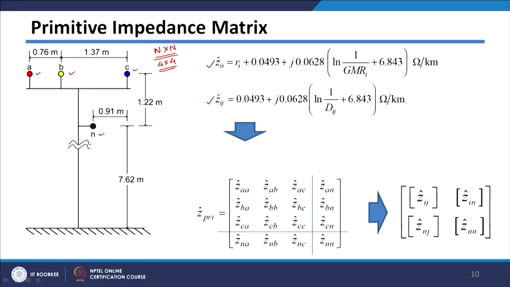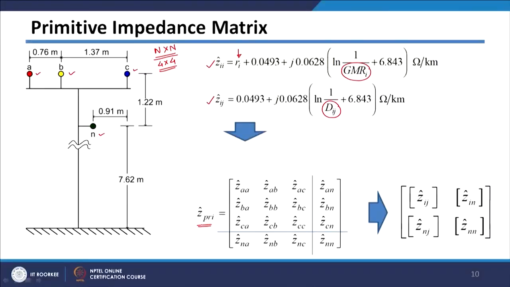And if you see here what we need: resistance per kilometer of the conductor, GMR of that conductor, and distance between conductors to get the mutual impedance. So, we generally know these things from the design of your distribution line as well as the data sheets of the conductor, and using these values we can get this primitive impedance matrix using this formula.